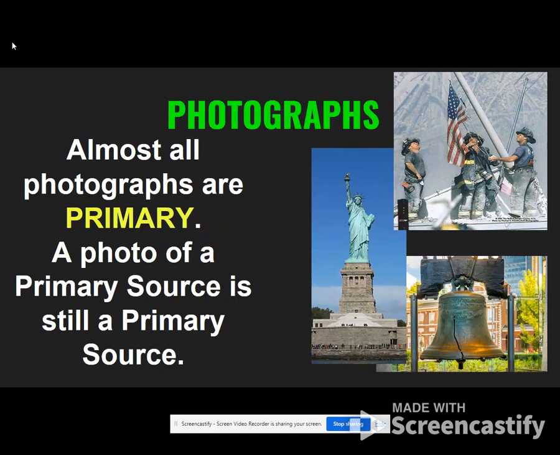Almost all photographs are primary. A photograph of a primary source is still a primary source. So unless the photograph has been altered or changed, edited in any way, it's still going to be a primary source. If you were to take a picture of the Declaration of Independence, it is still a primary source because someone was there and witnessed it live and they saw it. Now, if you edit the picture or change it, alter it in any way, then it becomes a secondary source.